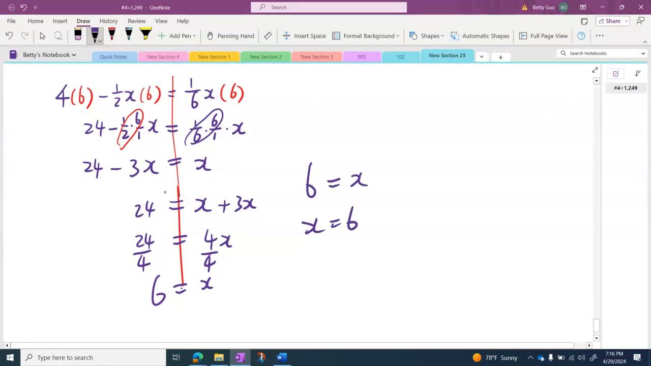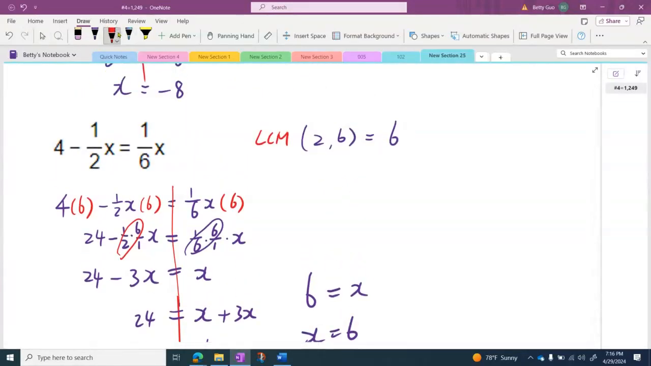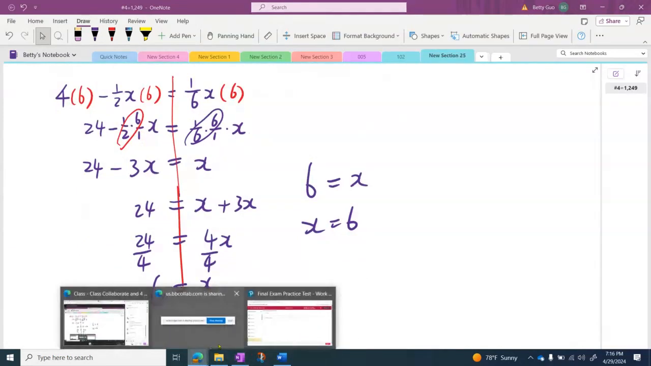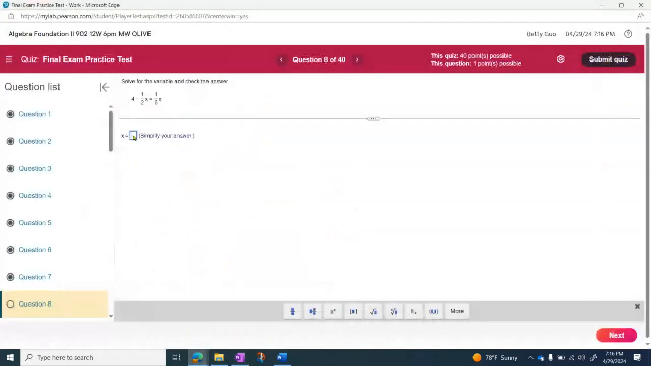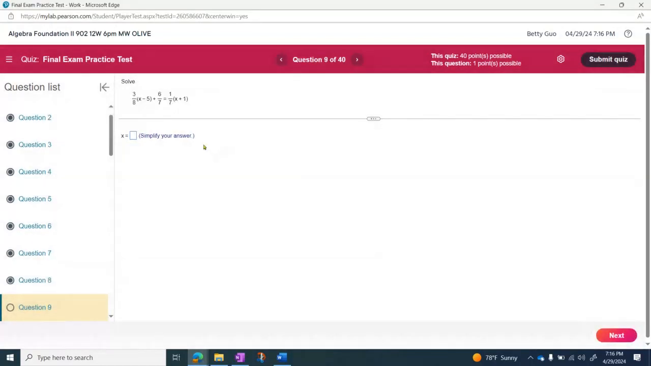You know what? We should double check by plugging in because it's a fraction. If we plug in x equals 6, right hand side is 1. Left hand side, this part is going to be 4 minus 3, which is 1 as well. So the answer is 6. Next. Ooh, this one is more complicated.